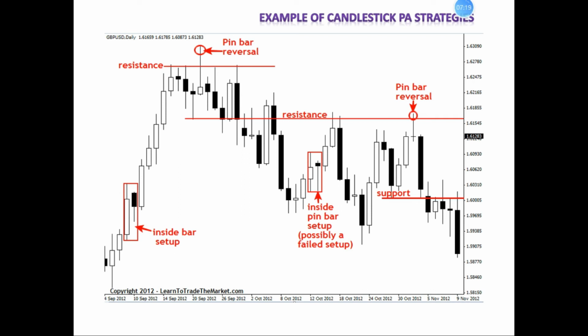So you see this is the resistance and the pin bar reversal. If you can read the candlestick, you will know that this would be the possibility of a reversal, the inside bar setup, the inside pin bar setup, and also the support and resistance. When the price reaches the resistance area or the support area, it will be holding. I will be doing classes on what support and resistance are, how to draw them, and how to use them to do the trade setup.